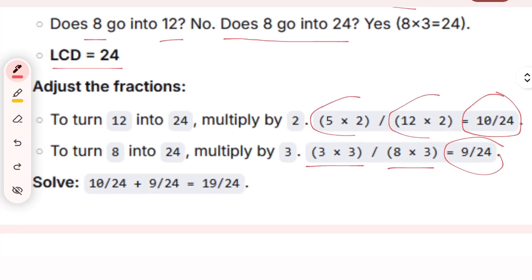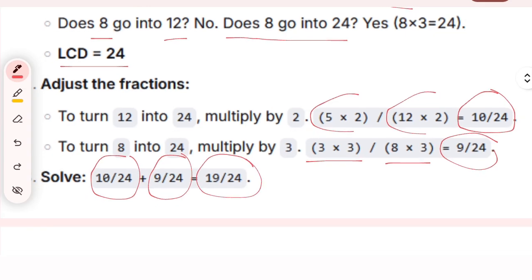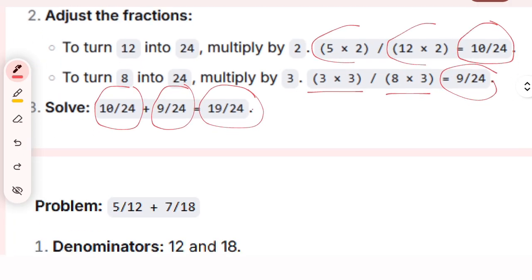Now we have 10/24 and 9/24. Can we add these fractions? The answer is yes, because both fractions are now like fractions. They have the same denominators. Now we can add both. When we add 10/24 plus 9/24, the answer is 19/24. So that's the answer. It's kind of easy. And we cannot reduce it into a simpler form.